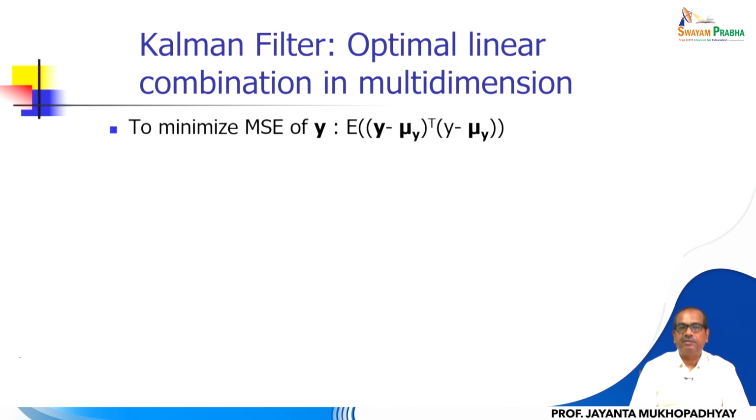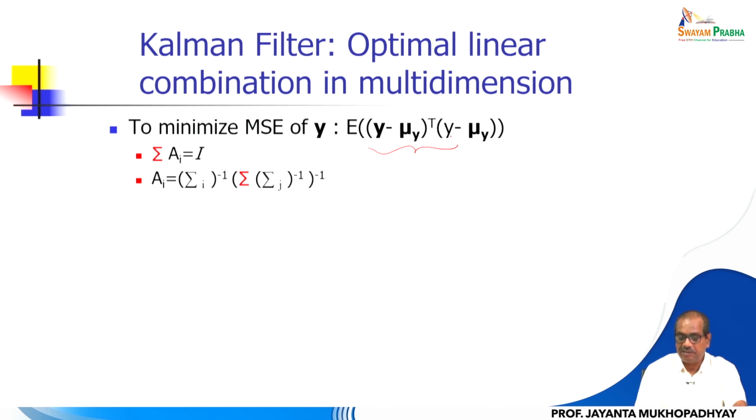So the problem here is that we have to minimize the mean square error of the variance. This is the covariance matrix of y. So we want the expectation of this. To minimize MSE, mean square error, you take the distance, y minus mu y transpose y minus mu y. So you are going to minimize this mean square error, in the multidimensional perspective. It's a scalar value, as you can see here. It is not exactly the variance, it is the distance estimate of y.